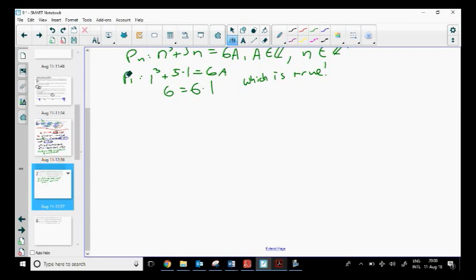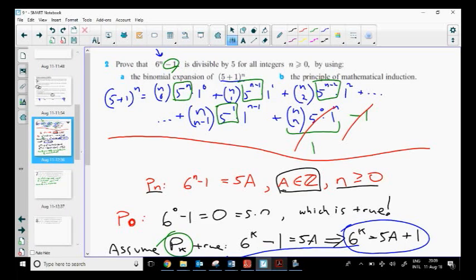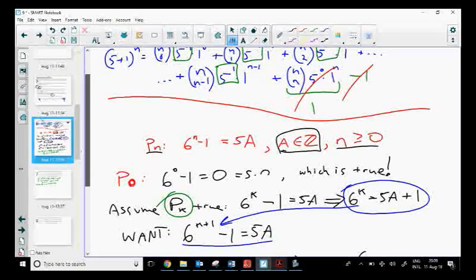Great news. Okay, next, we're going to always write this down. We're going to assume that P sub k is true. That is to say that k cubed plus 5k is equal to 6a. Now, in the last example, I know it was kind of obvious. I kept the variable term on the left, down here in the blue circle, which is now also green. I kept the 6 to the k on the left.